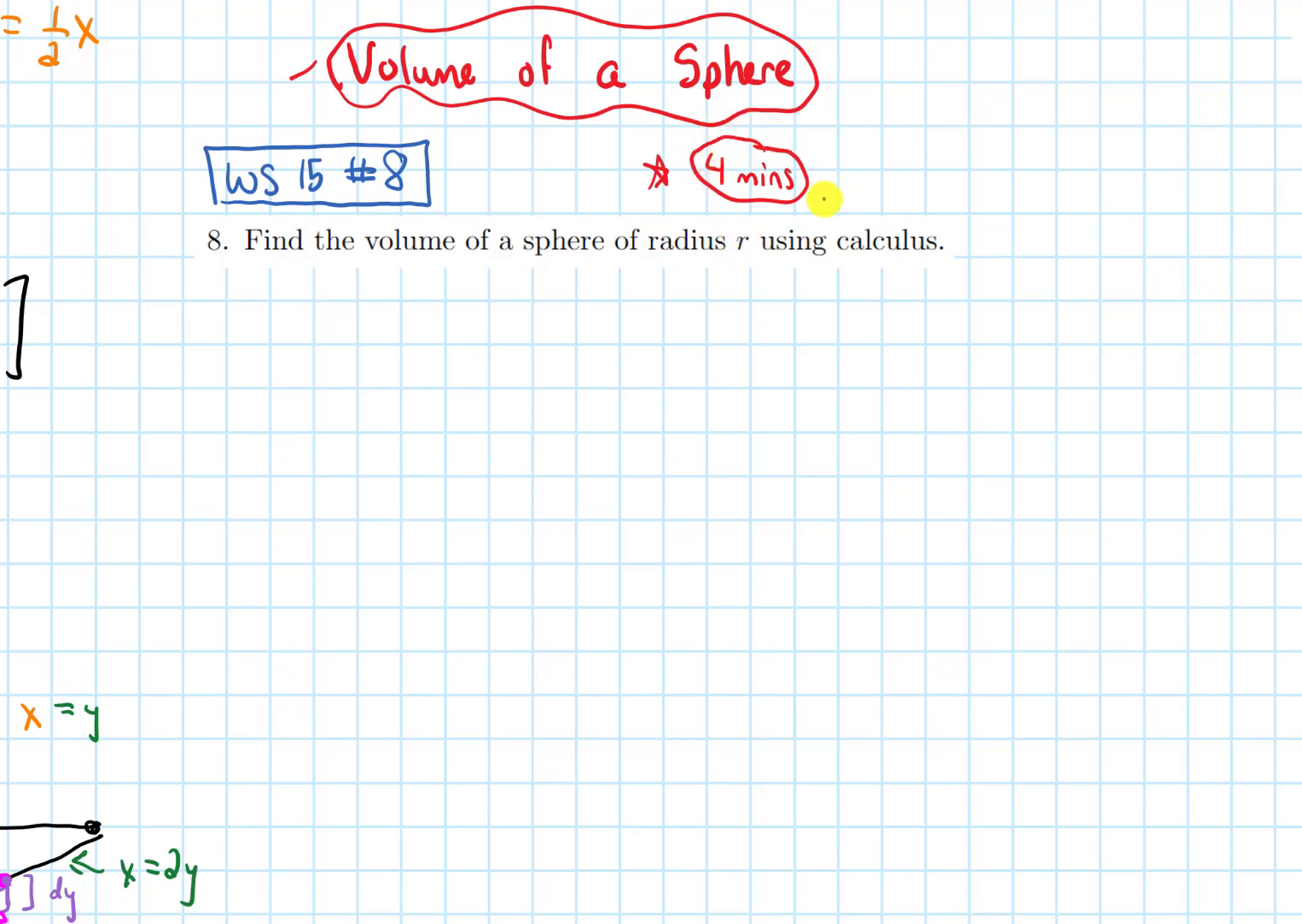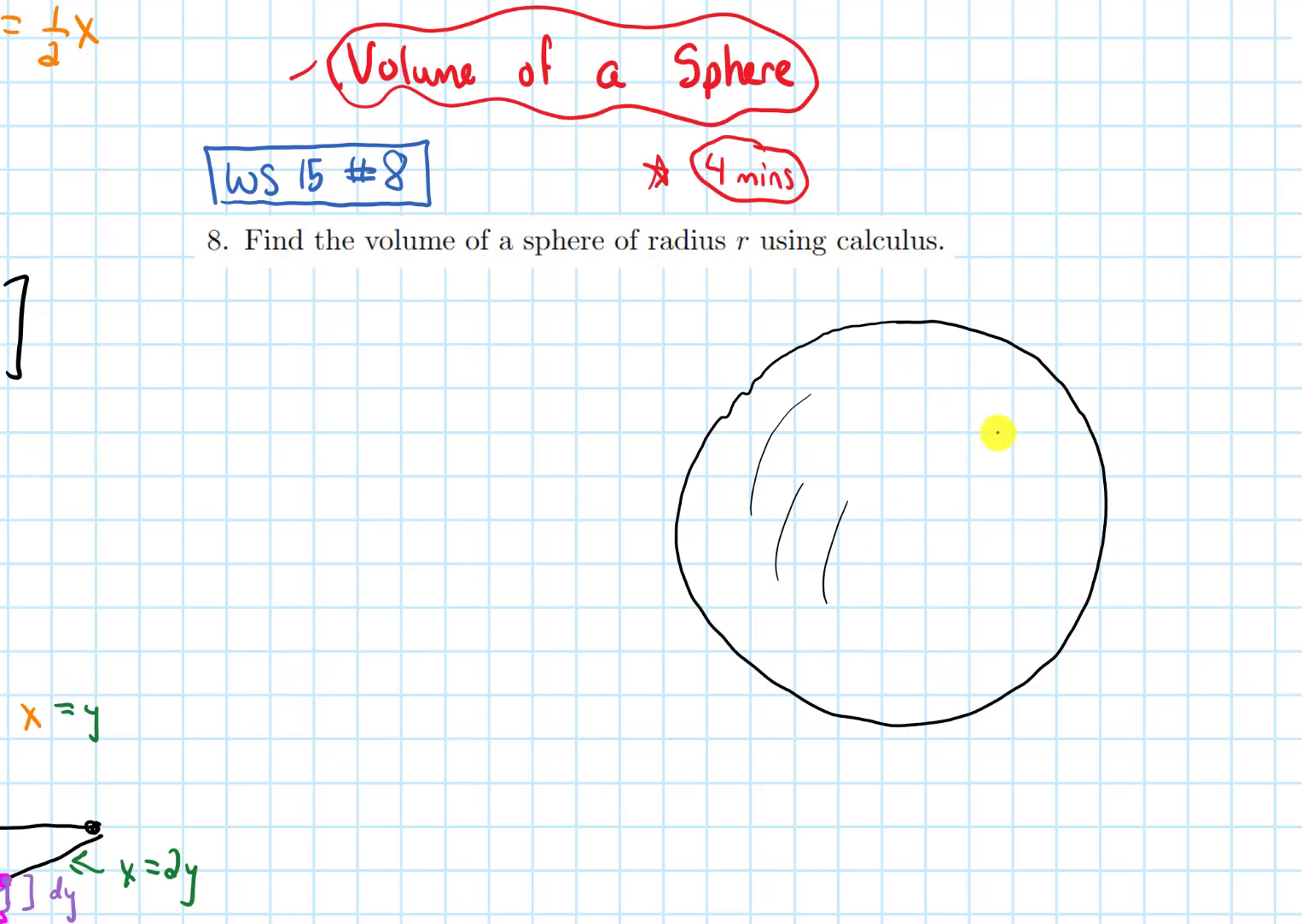Before I give you a chance to try it, let's draw a picture. I'm going to draw a sphere. We have the circular shape, and to make it look 3D, maybe I'll put some lines like this. Just to get you started, I'm also going to draw some axes. The most natural way is so that the origin is at the center of the circle. Here's my x-axis, here's my y-axis.